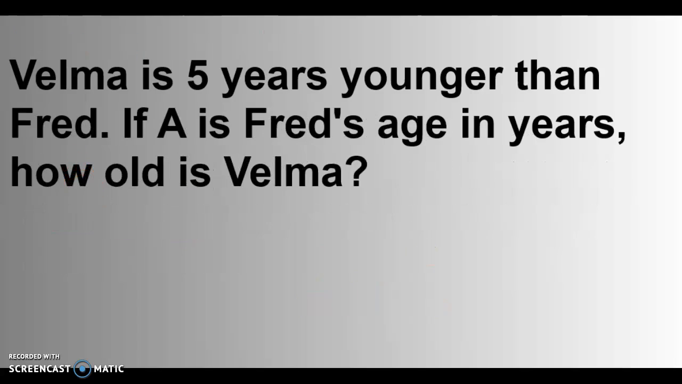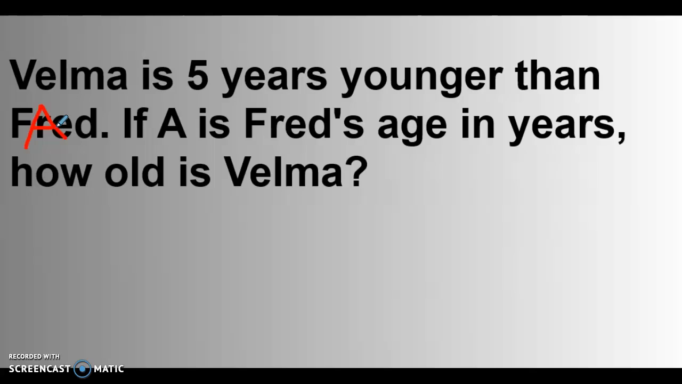Number 2, it says Velma is 5 years younger than Fred. So we're going to write a written expression to show Velma is 5 years younger than Fred. It says if A is Fred's age in years, how old is Velma? So we're going to put an A on Fred because we don't know Fred's age, so we're going to use a variable, the variable A, to represent how old Fred is.